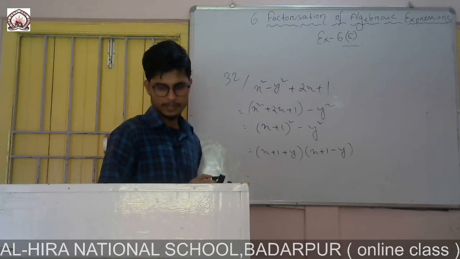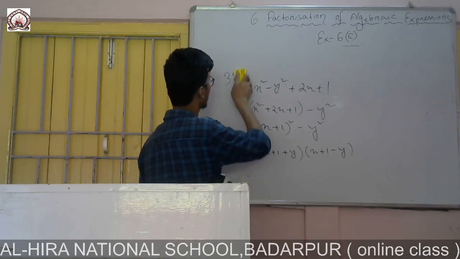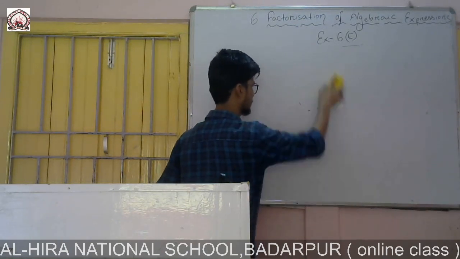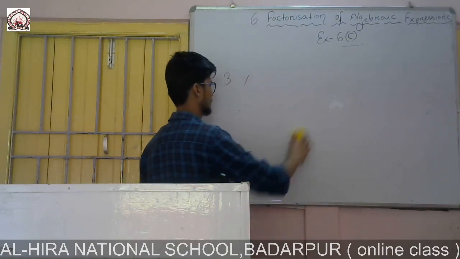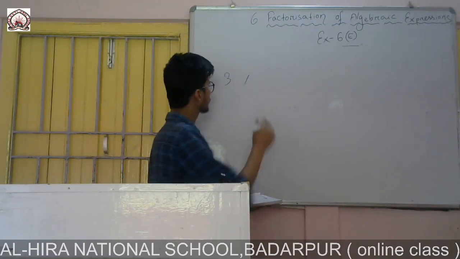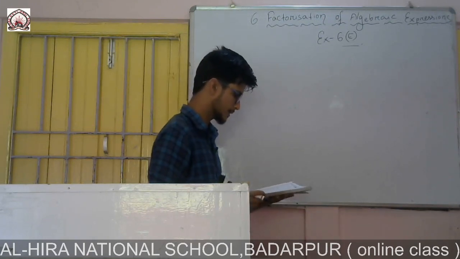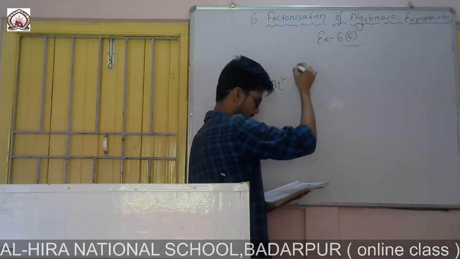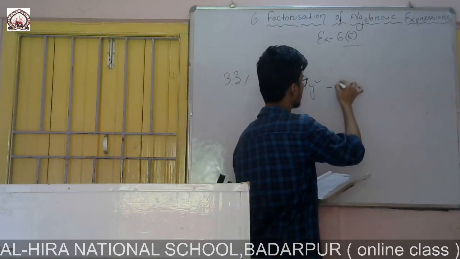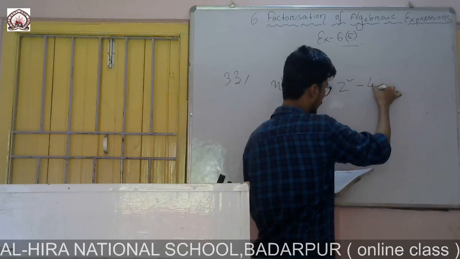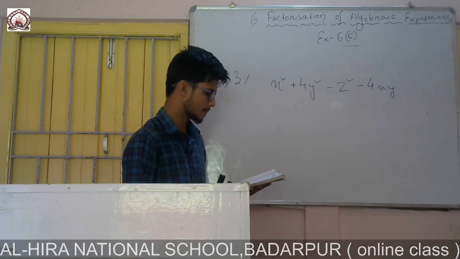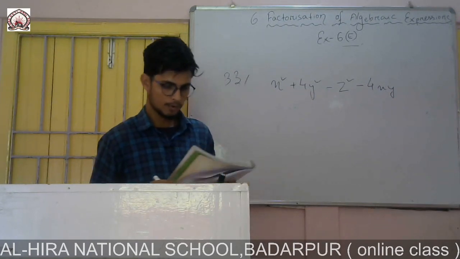So now question number 33. The question is x square plus 4y square minus z square minus 4xy.